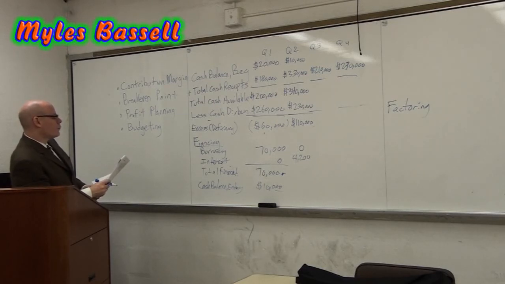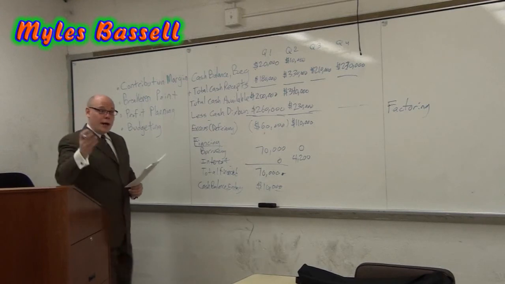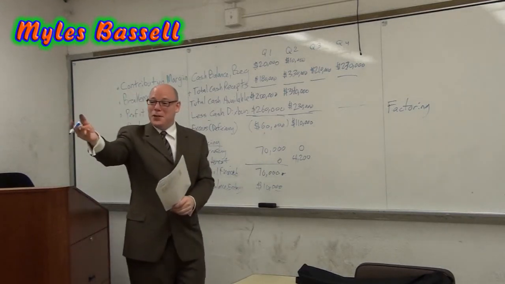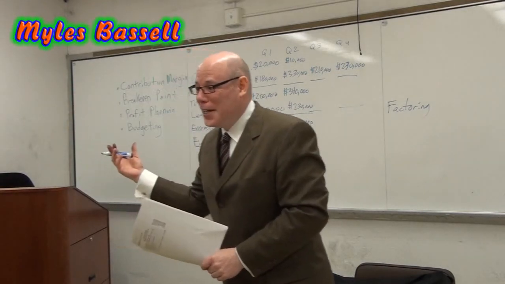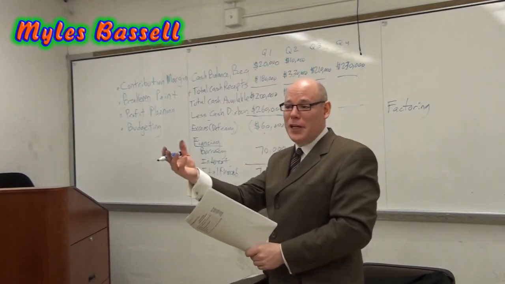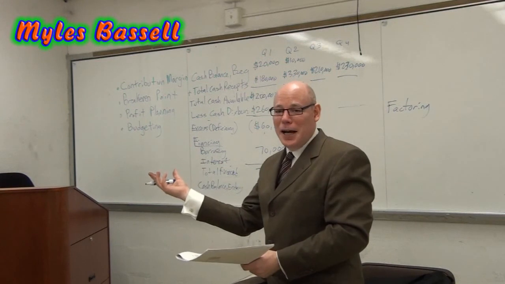If you're a normal company, you're going to say, all right, quarter one, I'm going to borrow 70 grand because I think we're going to lose. That's what we need to do, is anticipate how much the shortfall is going to be.